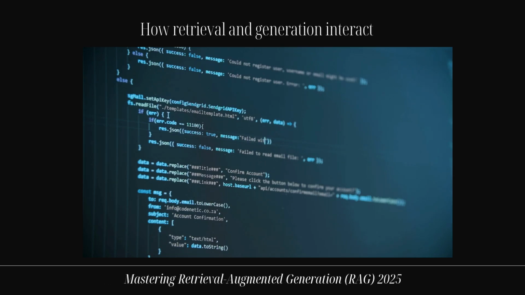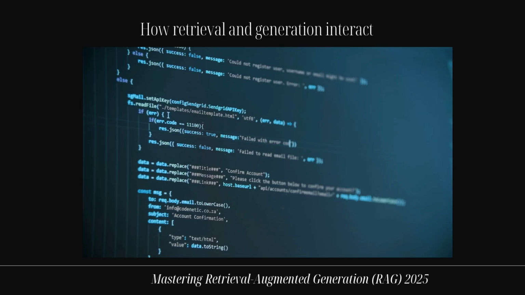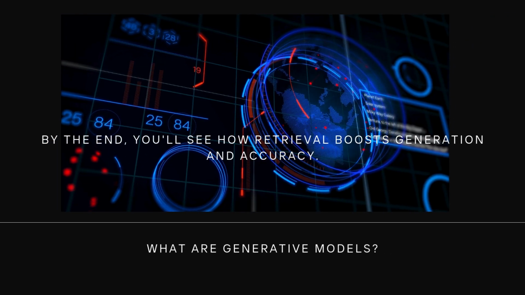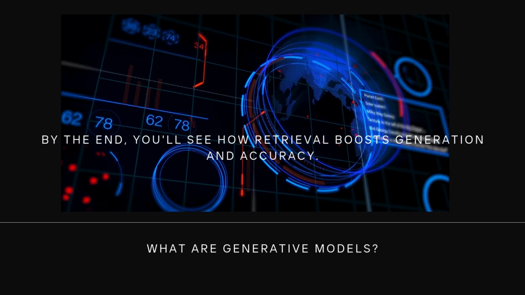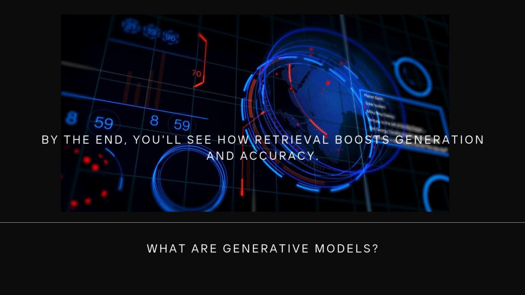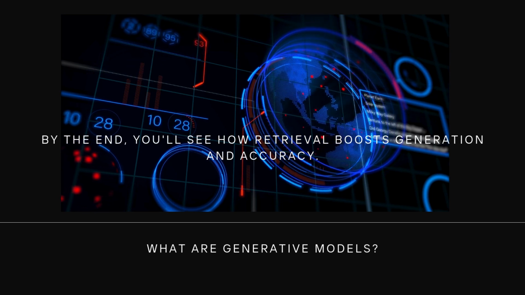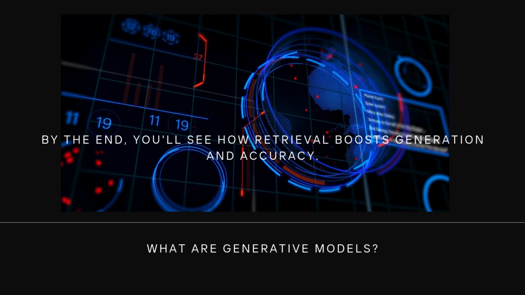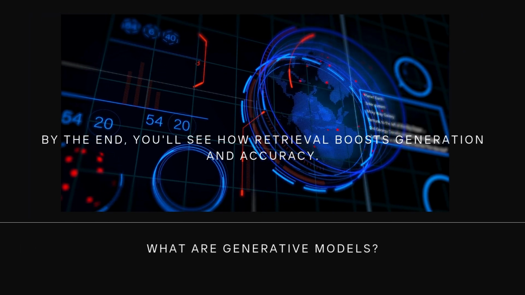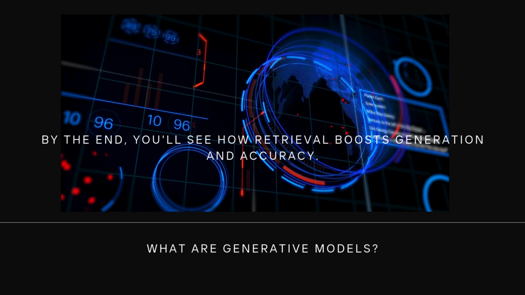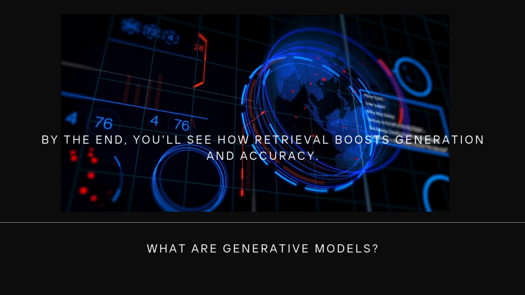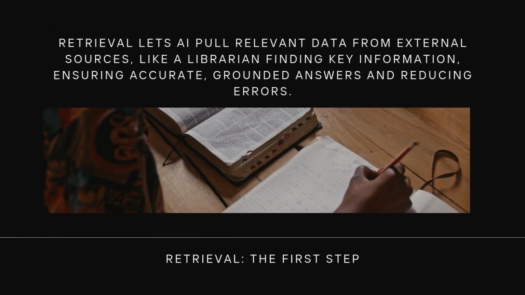Welcome back. In this session, we'll explore the critical interaction between retrieval and generation, the two pillars of retrieval-augmented generation, RAG. Understanding how these components work together is essential for appreciating the power of RAG in enhancing generative AI models. By the end of this talk, you'll understand how retrieval feeds into generation, how the synergy improves accuracy, and how this process addresses the limitations of traditional generative models.